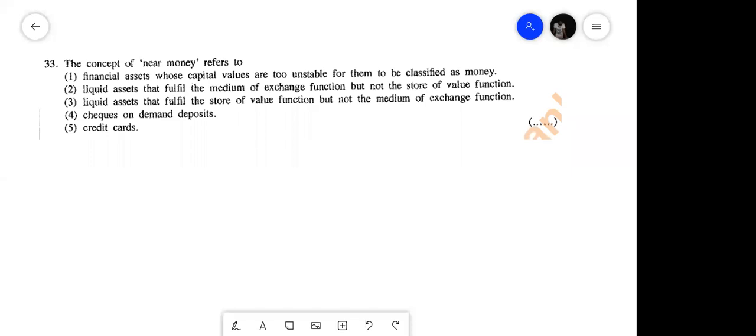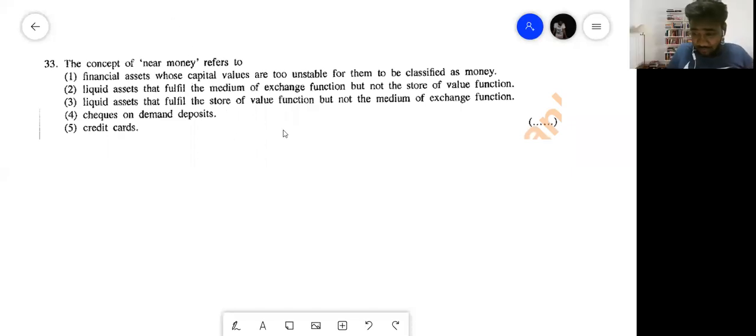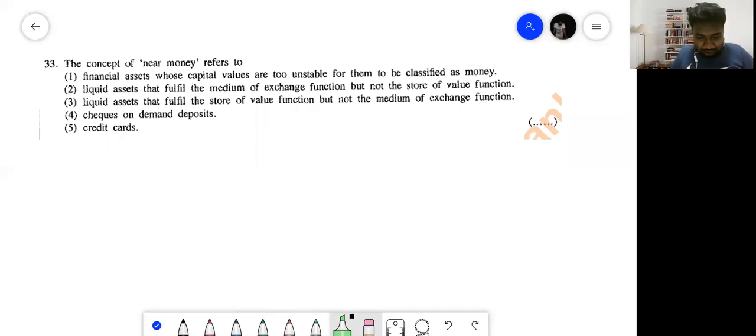The answer there is the third one, guys. Liquid assets that fulfill the function of a store of value. Guys, I am hoping you all know what near money is. So what are the examples of near money? What kind of examples do we have?